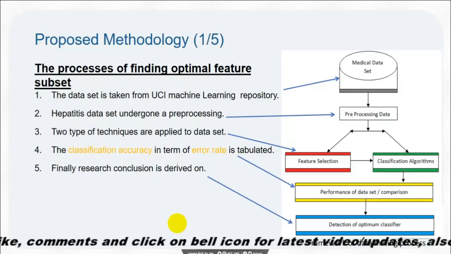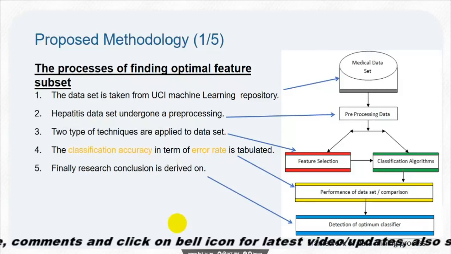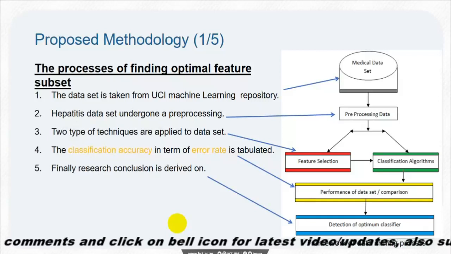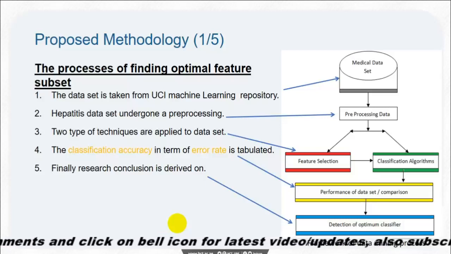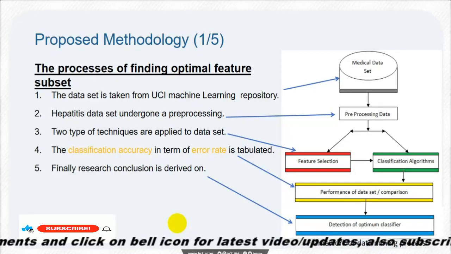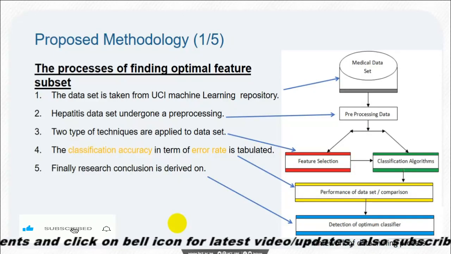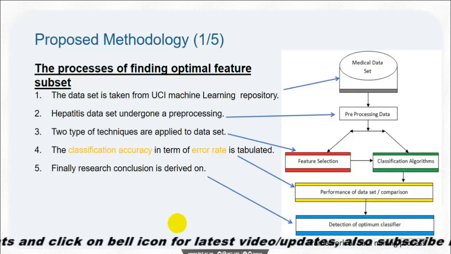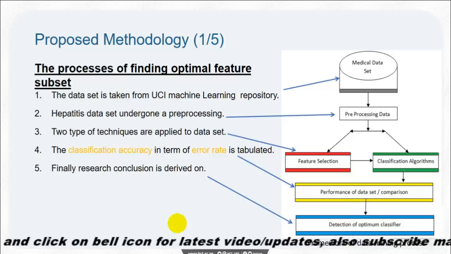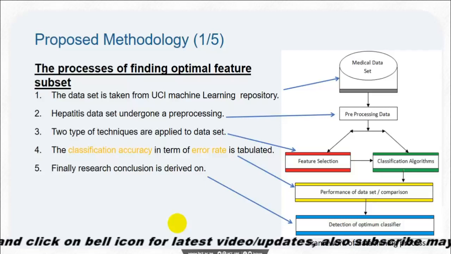I have proposed a process of finding the optimal data subset, and the proposed methodology is: the first step is that data is taken from the UCI learning repository, the medical data set. The hepatitis data undergoes a pre-processing stage. Two types of techniques are applied to the data set. You can see feature selection and classification algorithm.